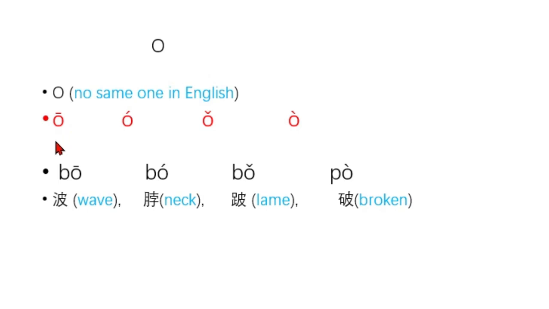Now let's practice it with tones. The first tone, o. The second tone, o. The third tone, o. The first tone, o. Now let's put it in the syllables with characters.